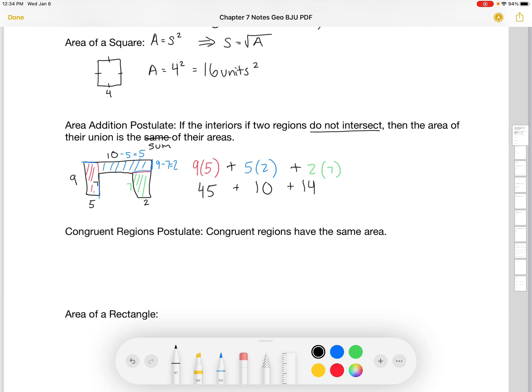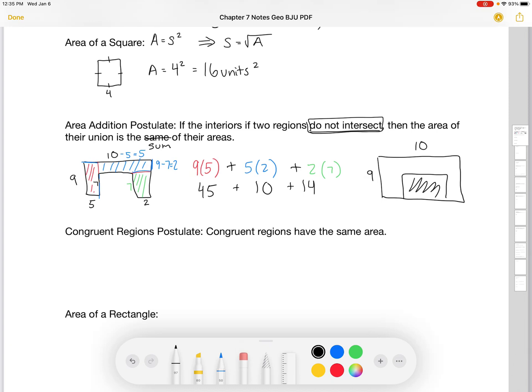Maybe you saw it a little bit differently and you broke up your figure differently. The idea is if they don't intersect, you can add the shapes together. Now I could have also figured out maybe the area of the shape as a whole, which looks like it's 9 by 10. And I could subtract that piece in the middle if I wanted to as well. So you can either add or subtract if they do overlap. It's up to you, whatever you see more clearly.